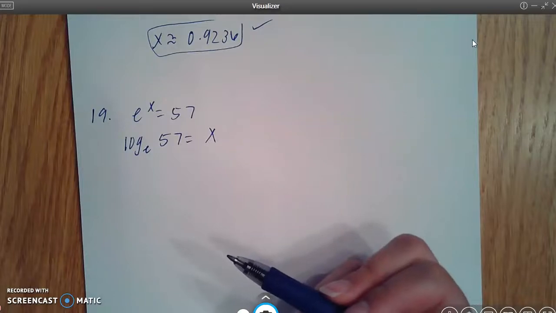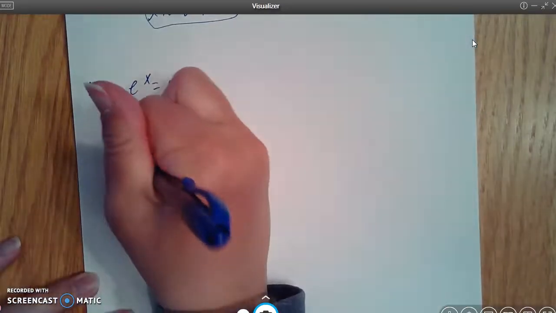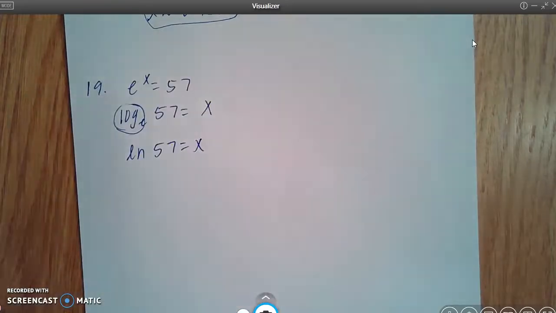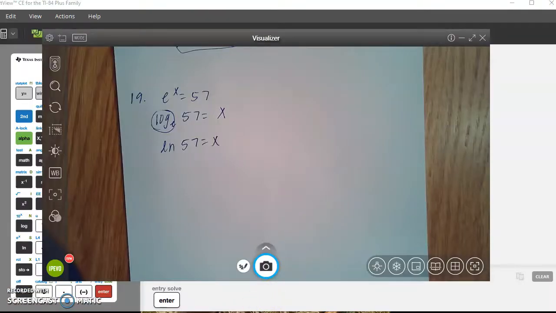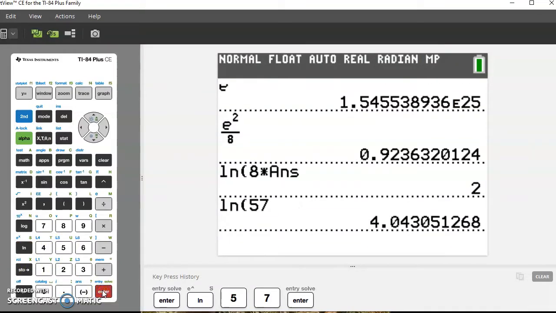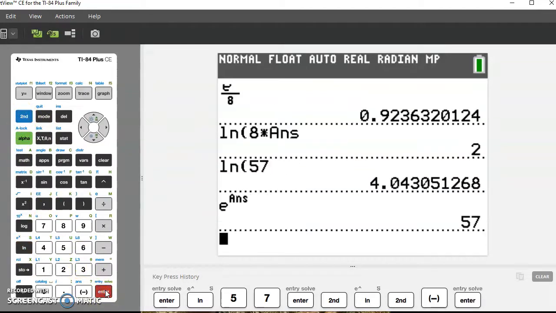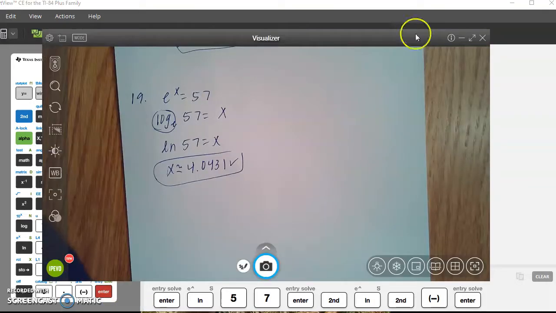Okay? So I rewrote it from exponential to logarithmic form. We know that log base e is the same thing as natural log of 57. And that's what I'll plug into my calculator. So I will go to my natural log of 57 and I got my answer of x is approximately 4.0431. If I were to plug this back in, I would do second natural log, second negative sign, and this would need to equal 57, which it does. So my answer did check to work. So my answer would be that decimal.